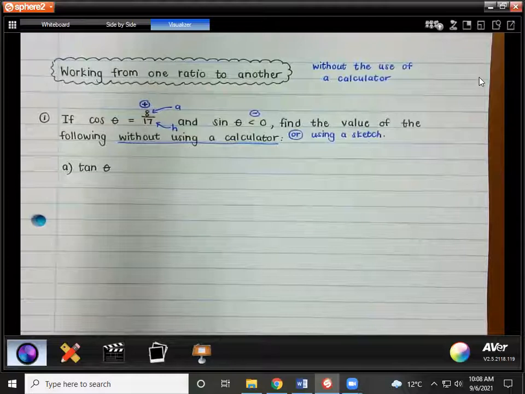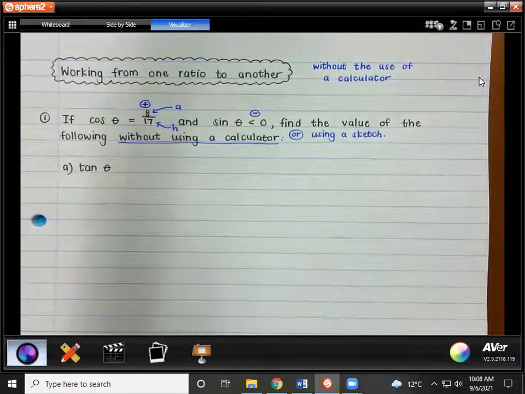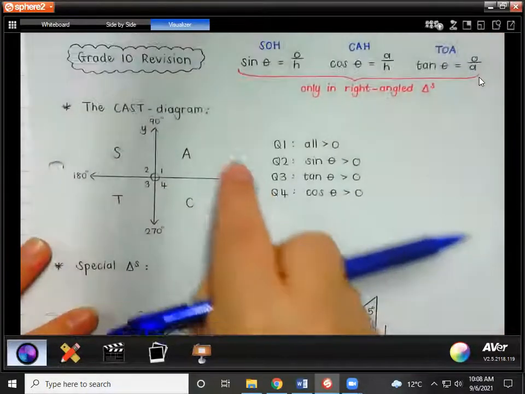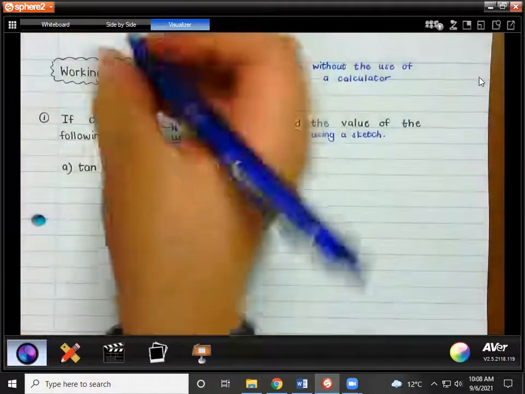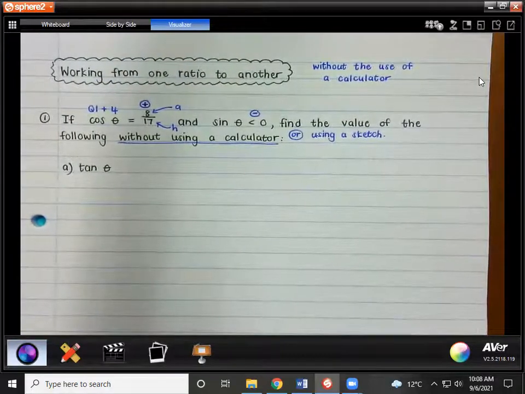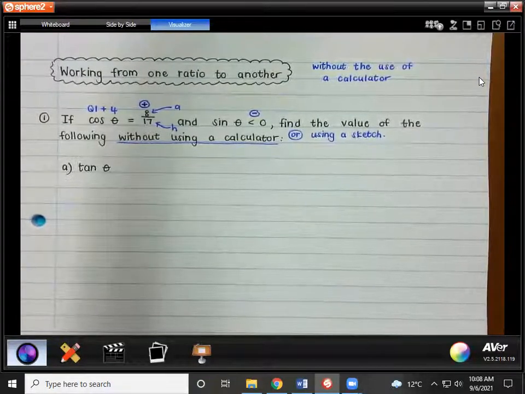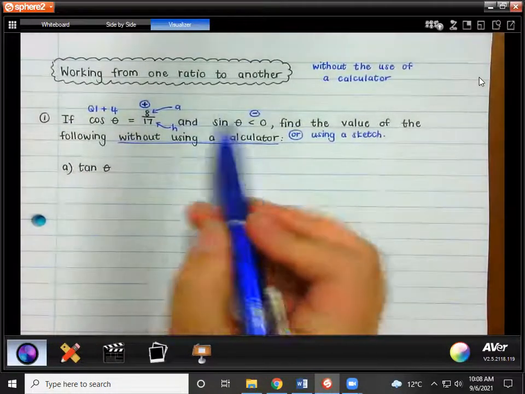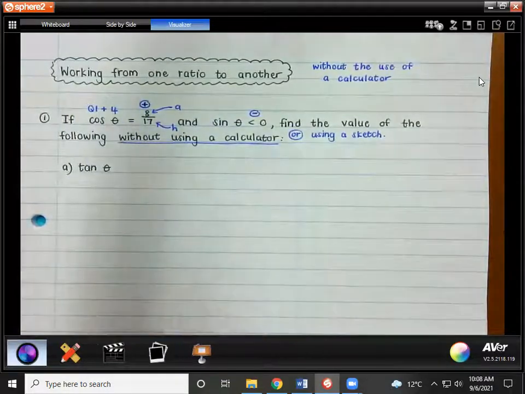Now we need to use our knowledge of the CAST diagram to find a quadrant where both of those conditions are true. We're looking for the quadrant because we're going to have 2 for each of them. Where is cos positive? What did we look at now with the CAST diagram? Where is cos positive? In 1 and 4. Let's write that down. Cos is positive in quadrants 1 and 4. So I'm looking at cos theta equal to a positive number. It doesn't really matter at this stage what that number is, but cos is positive in 1 and 4.